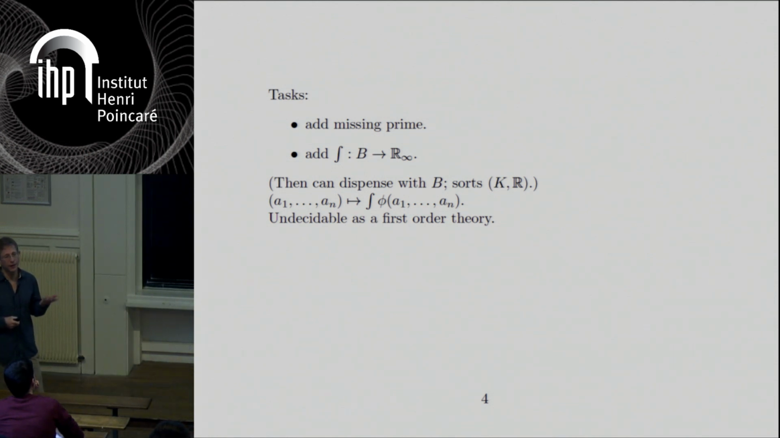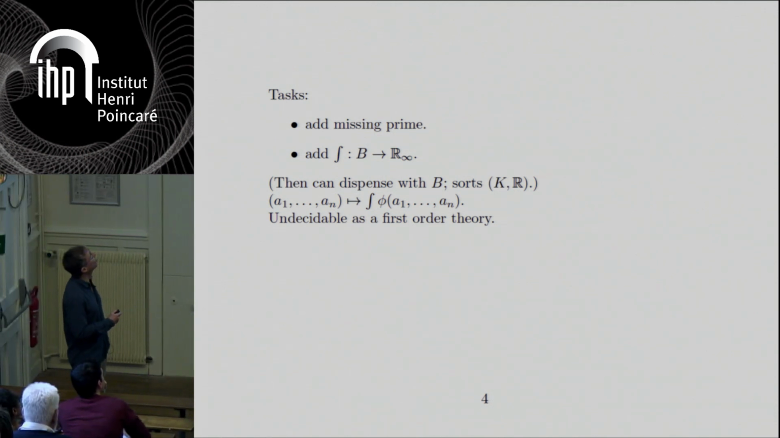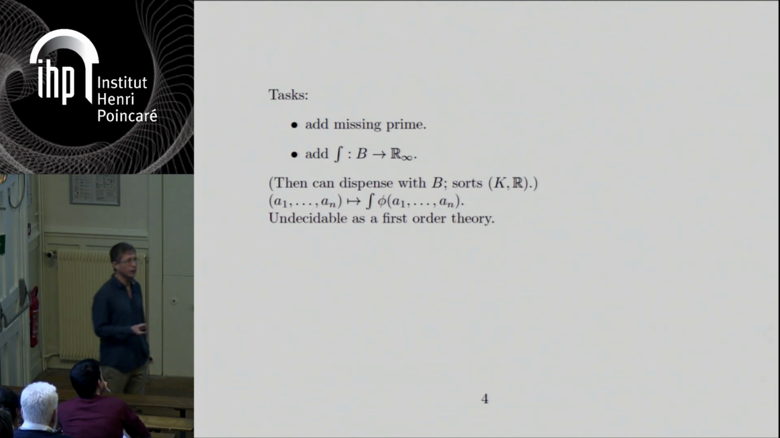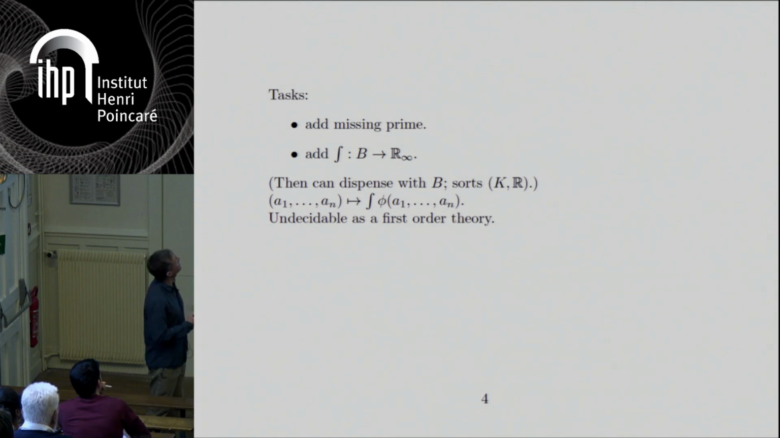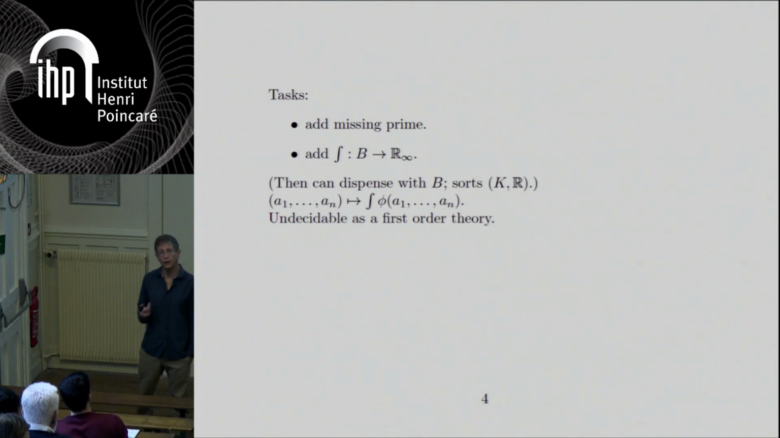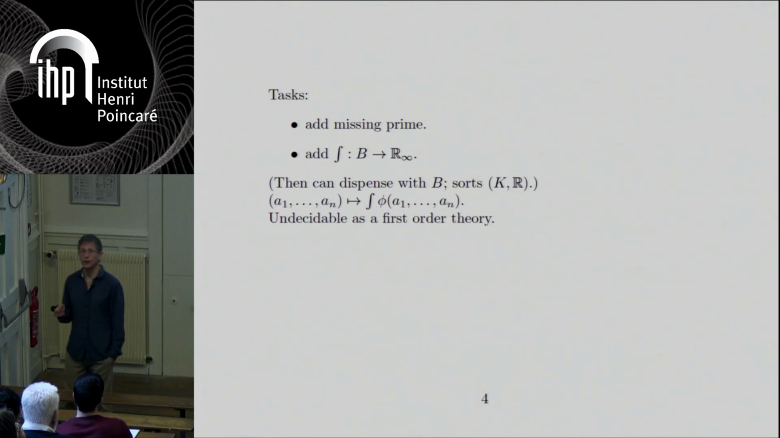So you don't see anything global unless you have all the places. So one task is to add the missing prime, which in this case is the prime at infinity. Or if you do a function field version, it's not good enough to look at the affine line. You have to look at the projective line. And the second thing, now R really does come in, is that we need a way to talk about heights. We need a way to talk about many primes.